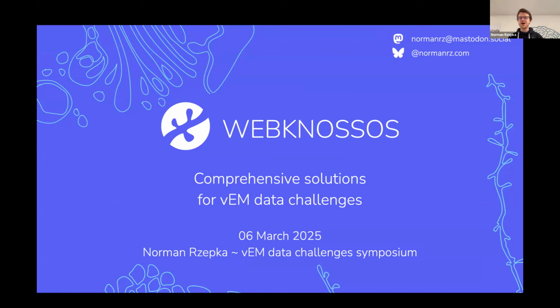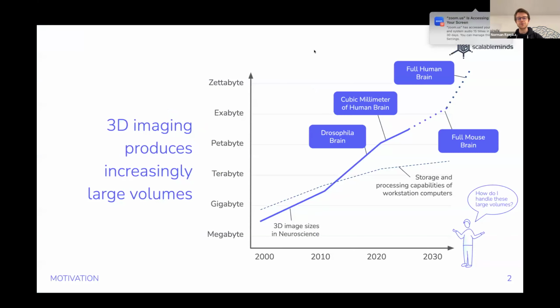And now I want to talk a bit about how we look at these things and these big data challenges that come with volume electron microscopy. And I really want to start with this chart, which is a big motivation for us at Scalable Minds to work on these things. You can see here that there's this blue line, and it has annotated a couple of data sets that have been published by the connectomics community in recent years. There's also some speculation about the future in here.